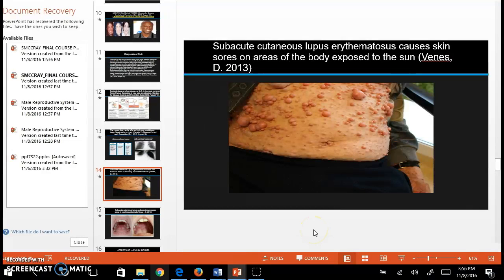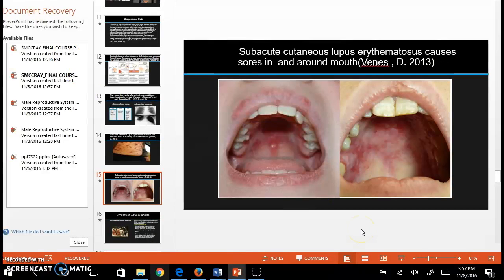Another form of lupus is called subacute cutaneous lupus, which causes skin sores on areas of the body exposed to the sun. Here's an example. This same form of lupus can also cause sores in the mouth and around the mouth.